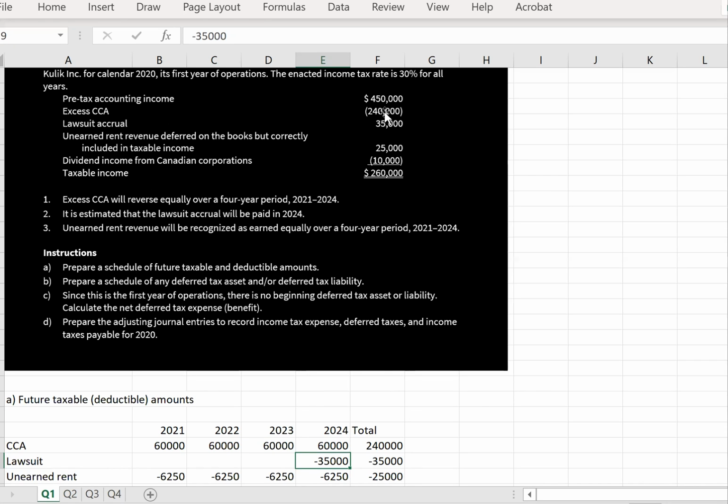And then the unearned rent is because right now, unearned rent, I'm adding it back exactly the same as the lawsuit. So I'm saying that I would have reduced this from my taxable income, but now I'm adding it back. So it's washing out the impact. So right now there's no impact of the unearned rent. But when I do earn it, then I will be able to deduct it from my taxes.